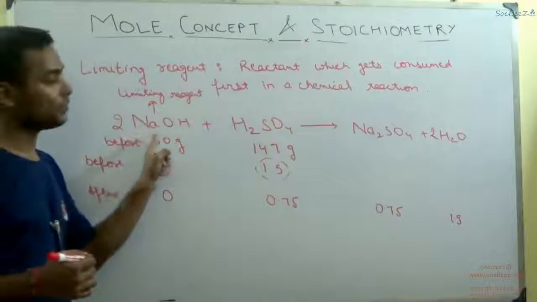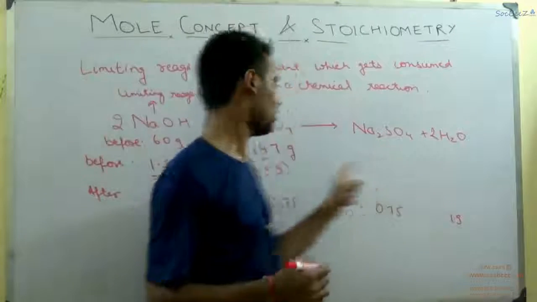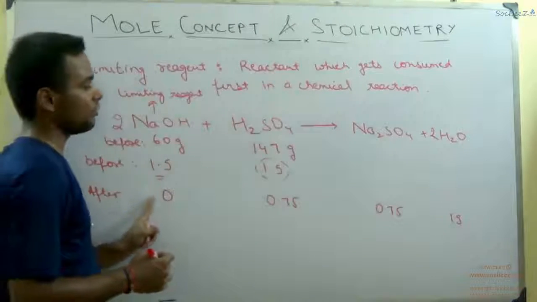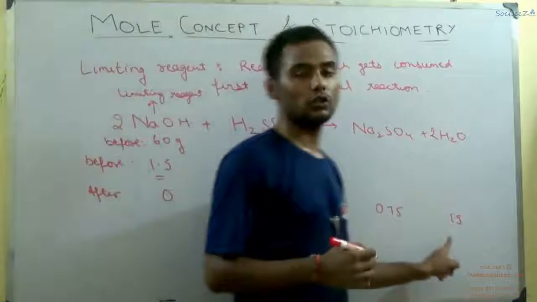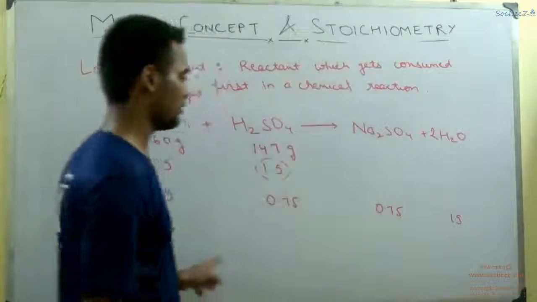2 mole of NaOH gives 2 mole of H2O. Therefore, 1.5 mole of NaOH will give 1.5 mole of H2O at the end of the reaction.